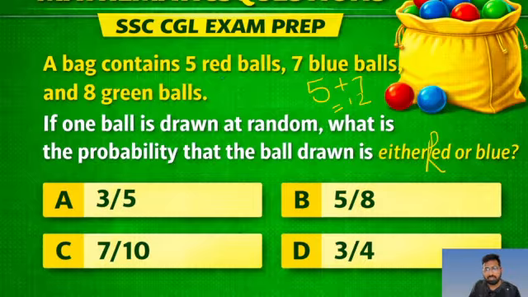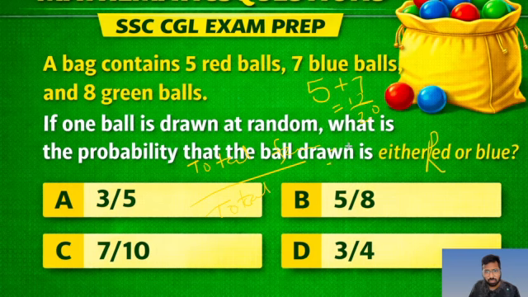That gives us 20. So according to the probability formula, it says total favorable outcomes divided by total possible outcomes. So here it is 12 by 20. You solve it, it gives you 3 by 5. This is the right answer.